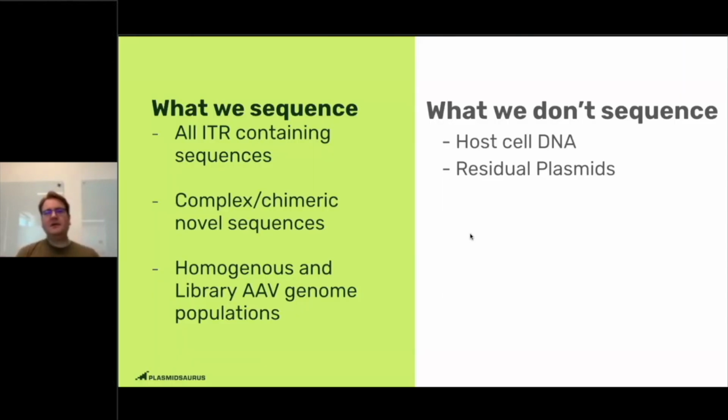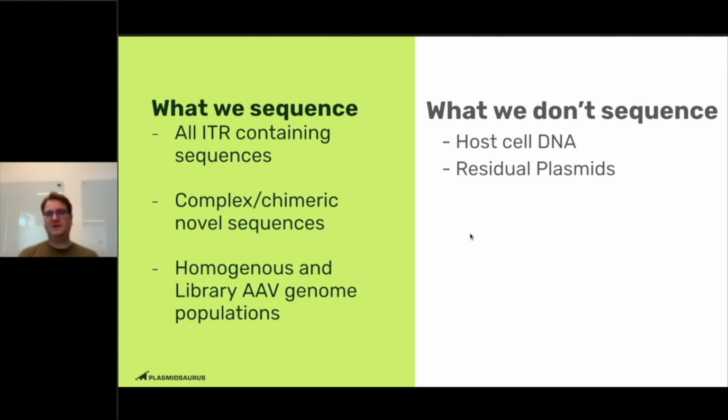There's also a deeper analysis package with downloadable reads for people who really want to dig into the data. So in creating this library that is different from existing services, different from existing Nanopore and PacBio-based platforms that use end repair, we can sequence all ITR containing sequences. This lets us return results that characterize complex and chimeric novel sequences because we are not making any assumptions about what's in the sample. And our library prep is amenable to homogeneous and variant library AAV genome populations. But because we've chosen to focus on ITR containing sequences, we don't sequence host cell DNA or residual plasmids.